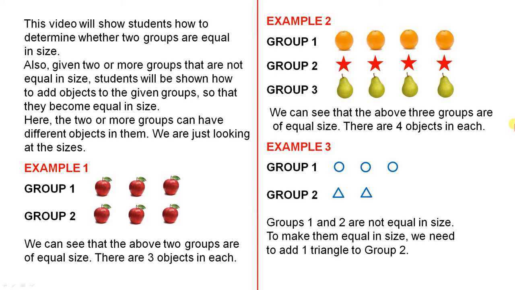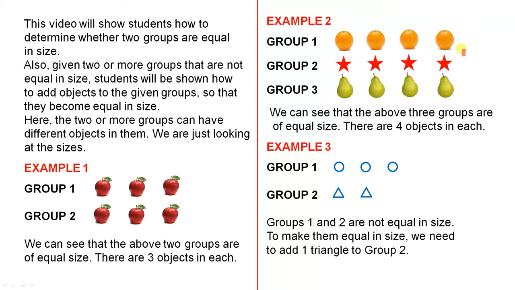Here, the two or more groups can have different objects in them. We are just looking at the sizes. So for example, there's group 1 and there's group 2. We can see that the above two groups are of equal size. There are three objects in each.